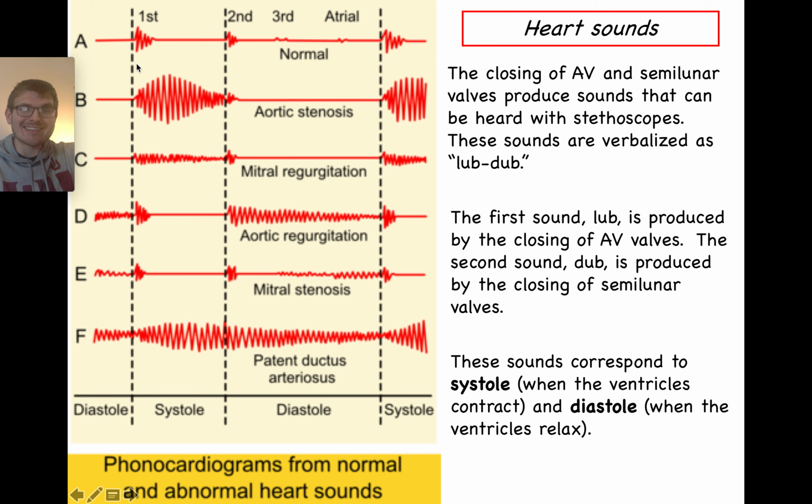So you will notice here all the way at the top in graph A, you can see these dotted lines that are provided to tell you when systole is and when diastole is, diastole referring to a period of relaxation. You can see that from the time the first heart sound starts to the time that the second heart sound starts, this is the period of ventricular systole. So systole lasts from the time that the AV valves close to the time that the semilunar valves close.